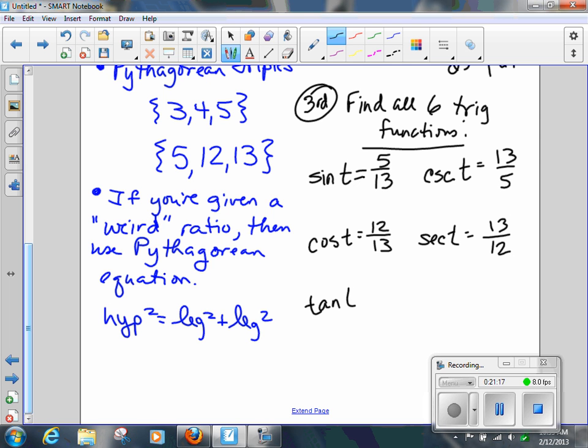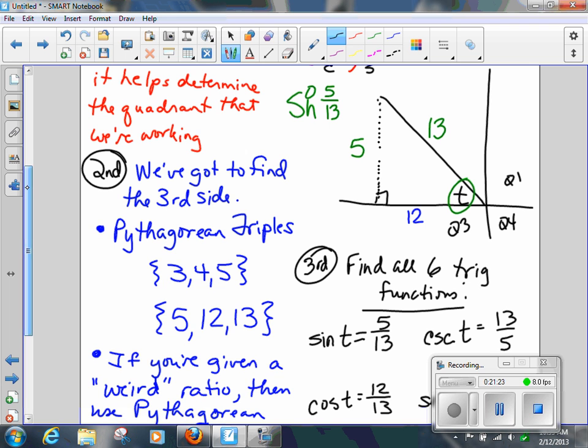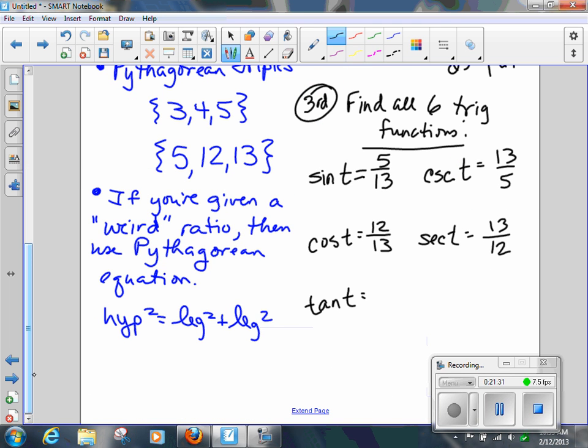Tangent. Some old horse caught a horse, taking oats away. Opposite over who? So it's what over what? Opposite over adjacent, 5/12. What is cotangent? 12/5.